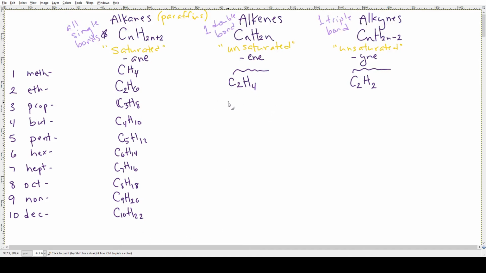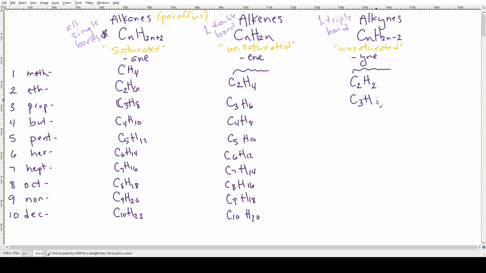All right, here we have C2H4, C3H6, C4H8. These are the easiest to calculate, C5H10, because you just double the number of carbons. C7H14, C8H16, C9H18, and C10H20. Hopefully we won't have carpal tunnel by the time this is over.